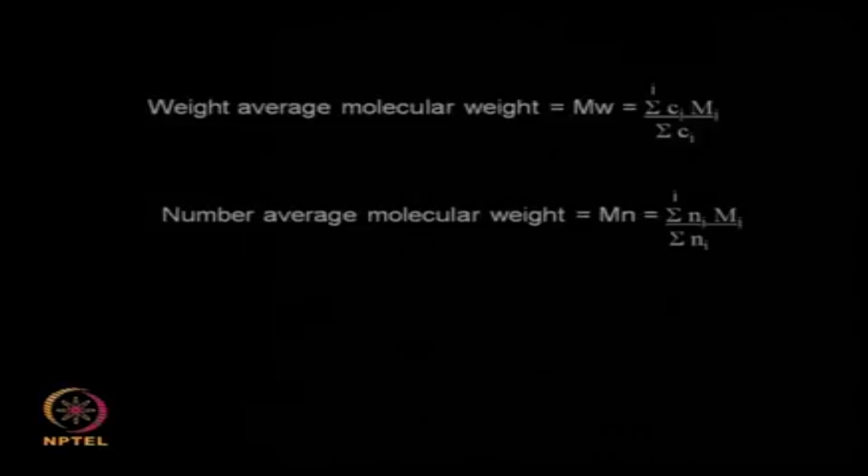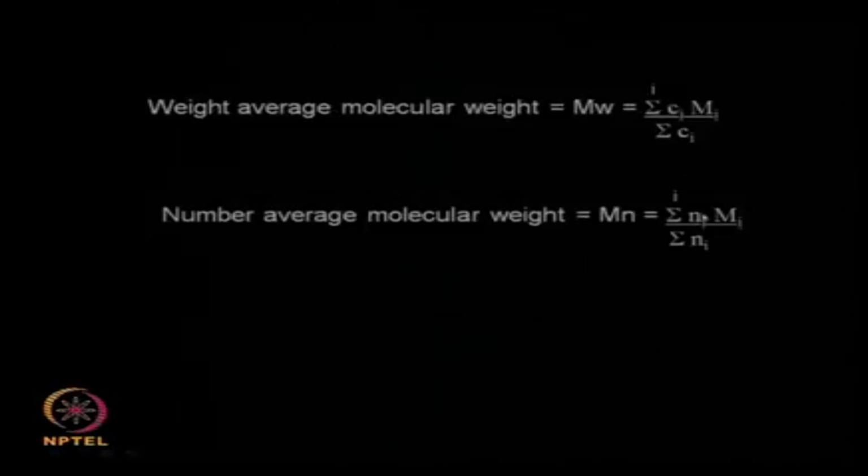Now in GPC we have to consider the weight average molecular weight and the number average molecular weight, because if you have multiple components with different molecular weights at different concentrations, then the weight average molecular weight of the entire mixture is given by this particular relationship. It is a summation of the concentration of species i multiplied by the molecular weight of species i. So if you have 3 species with varying molecular weights M1, M2, M3 at different concentrations C1, C2, C3, then you do the summation of C1 into M1 plus C2 into M2 plus C3 into M3, divided by C1 plus C2 plus C3. That is called the weight average molecular weight, where C is the concentration.